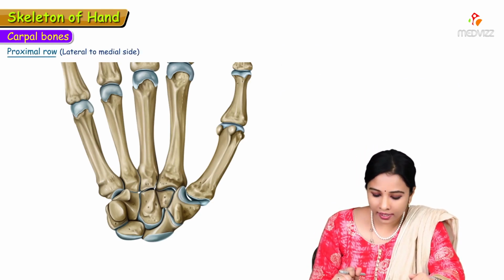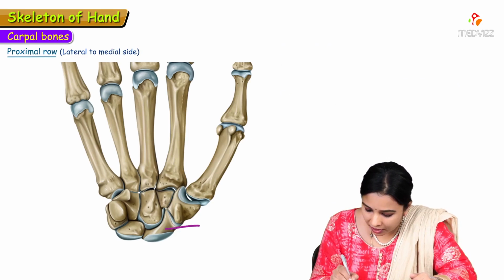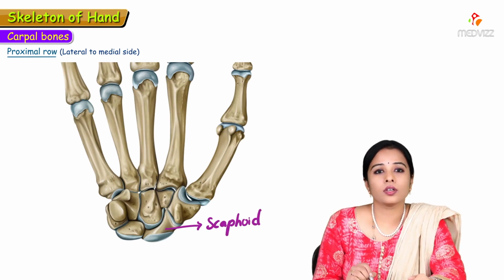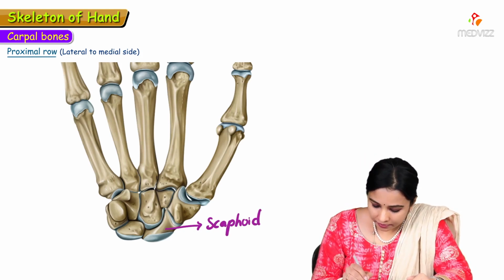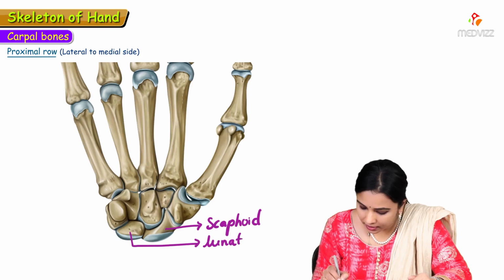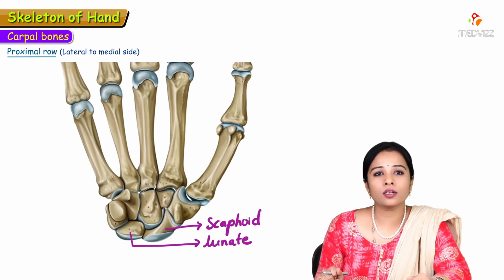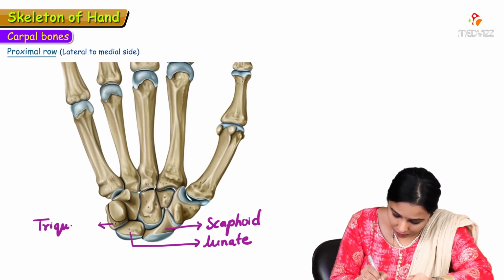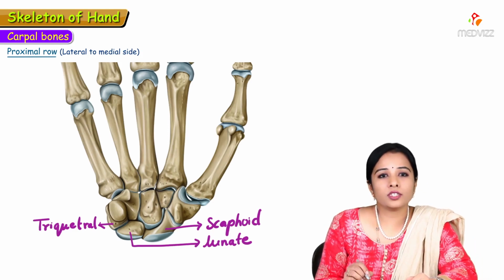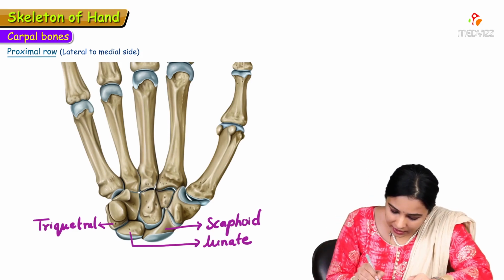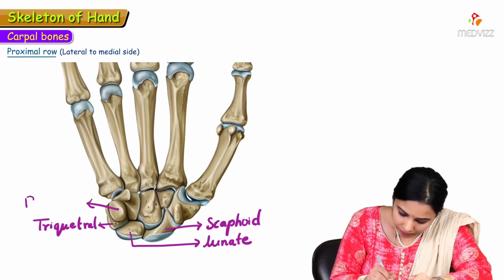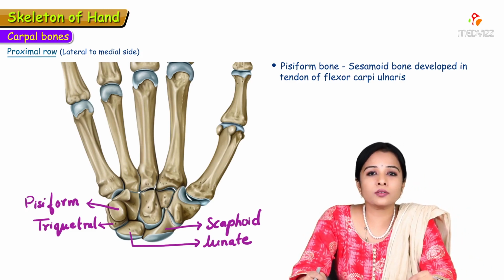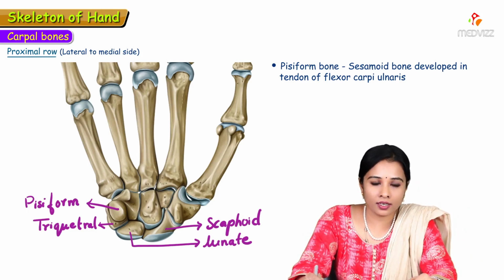From lateral to medial side, the first bone, which is a boat-shaped bone, is called scaphoid. Next to the scaphoid is lunate. Lunate means it is half moon-like, so it is called lunate. Next to the lunate is triquetral. And the bone which is present over the triquetral is pisiform. Pisiform is a sesamoid bone which is present within the tendon of flexor carpi ulnaris.